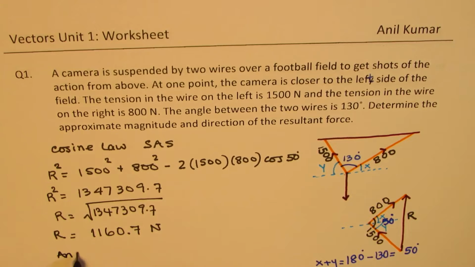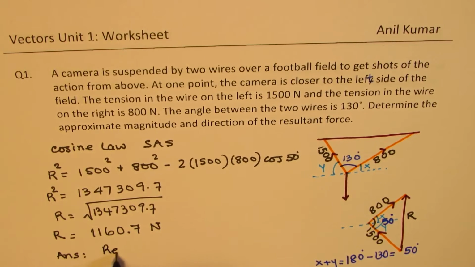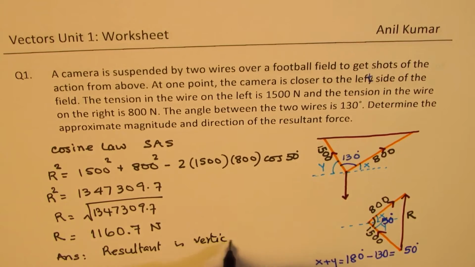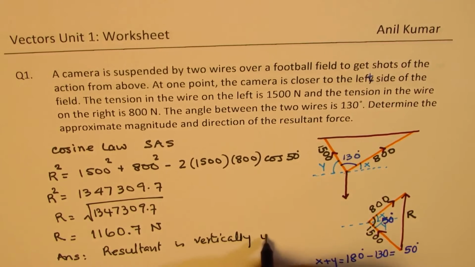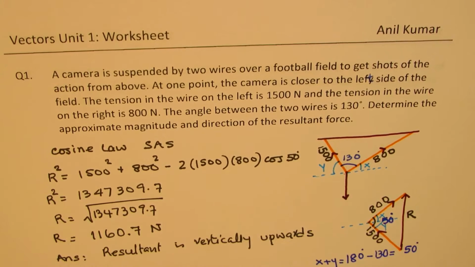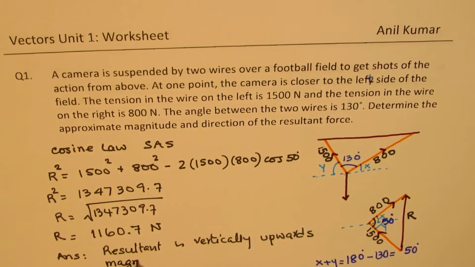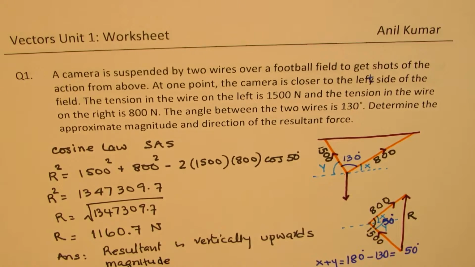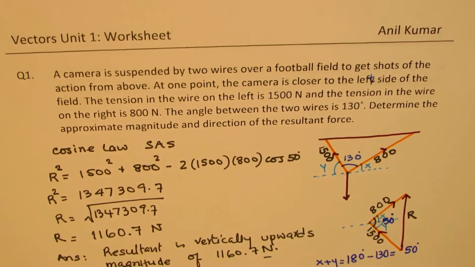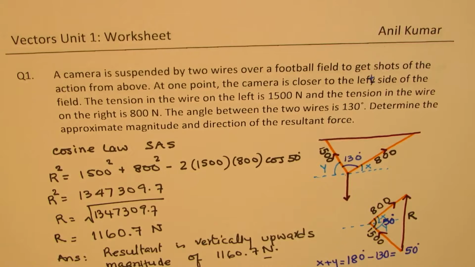So we can now write on our answer that the resultant is vertically upwards with magnitude of 1160.7 newtons. Is that clear to you? Perfect. So I hope the solution is absolutely clear.